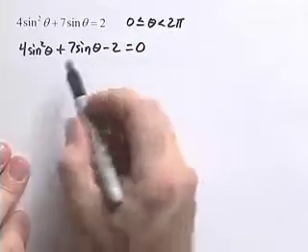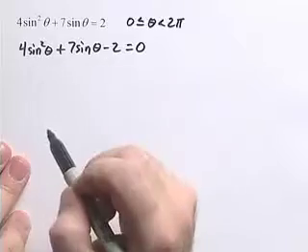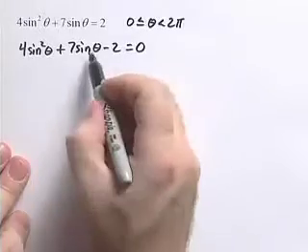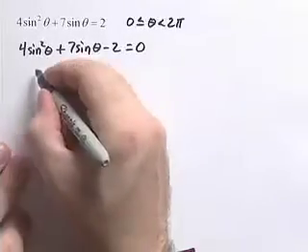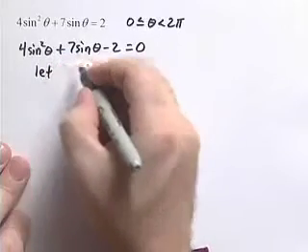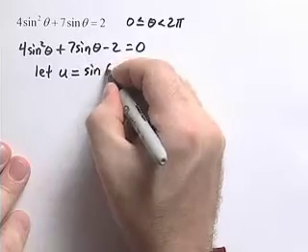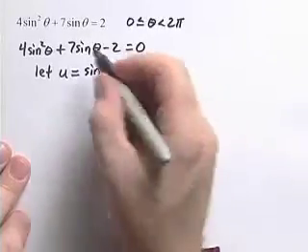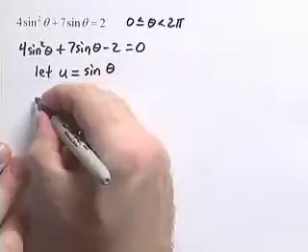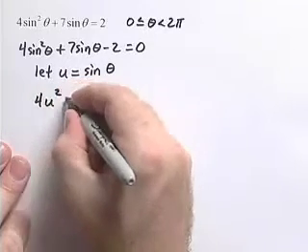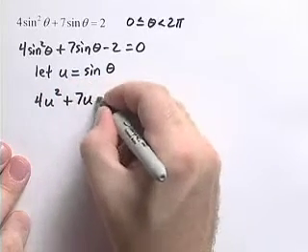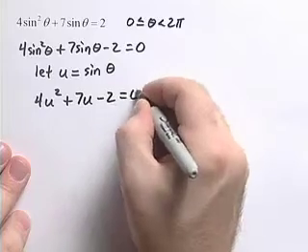Now this is not a quadratic equation, but it is quadratic in form. So we have sine and we have a sine squared. If we use a substitution, we can see the quadratic form. We're going to let u equal the sine of theta. If we do that, rewrite our equation, we'll have 4u squared plus 7u minus 2 equals 0.